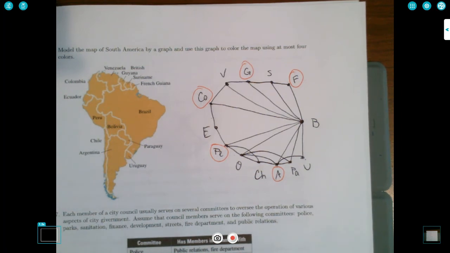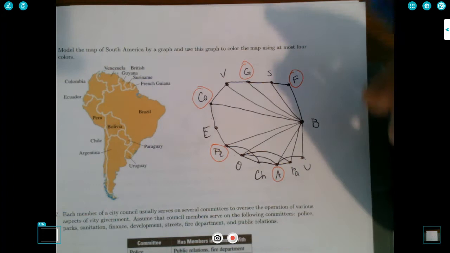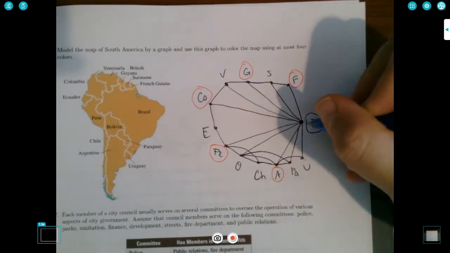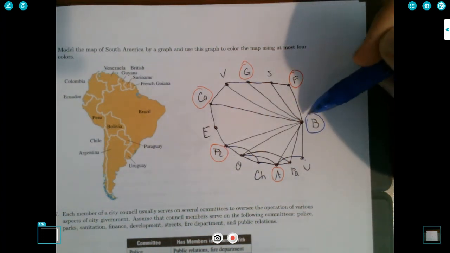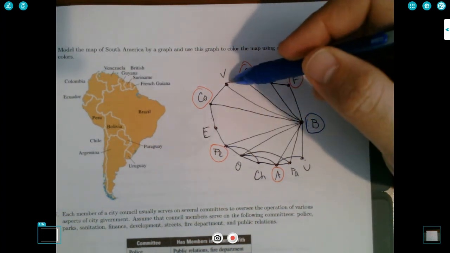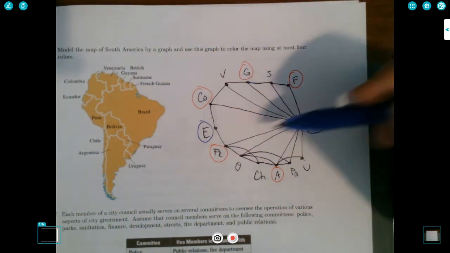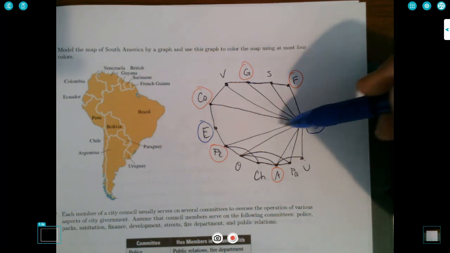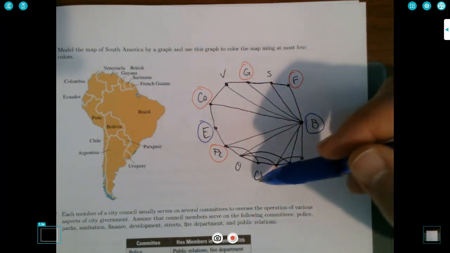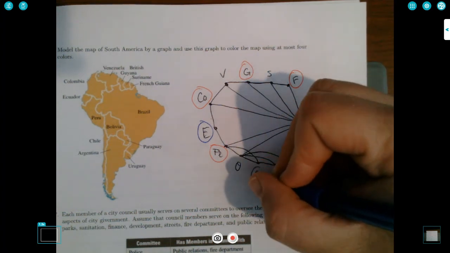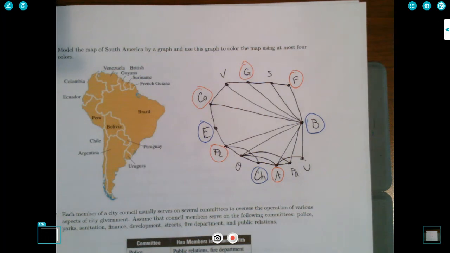Let's move on to blue. So I'm going to go ahead and say blue for Brazil. That's going to knock out a whole bunch of possibilities because I can't use blue here or here. I could use blue here. Okay, not a problem with that. I can't use it here or here. Chile is the only other one not connected to Brazil, so I'm going to go ahead and color Chile in blue as well. And that exhausts all that I can do with blue.